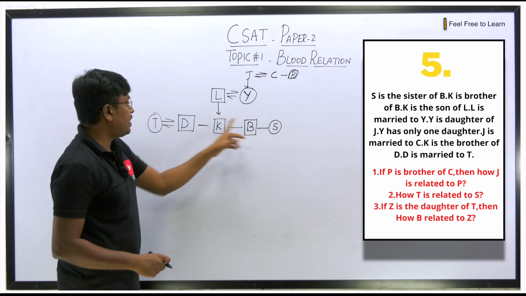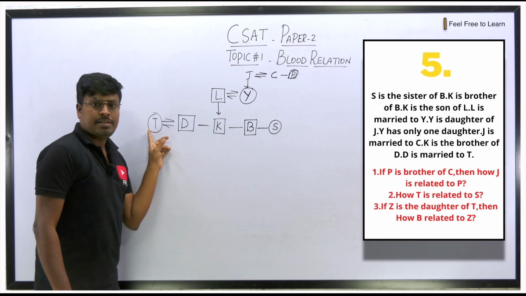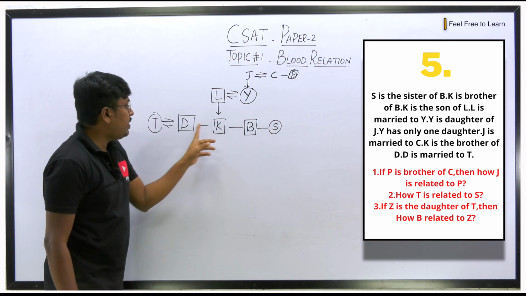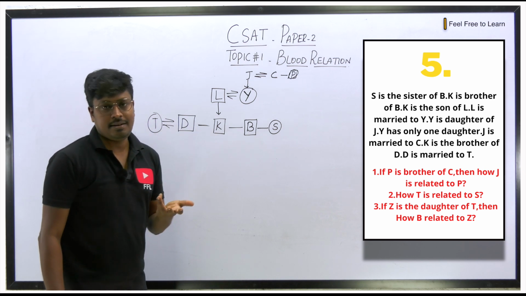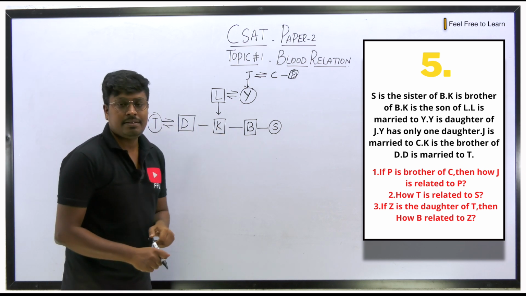Second question, how is T related to S? So from S, our target is to find what is the relationship of T. So from S, we know that D will be the brother. So brother's wife should be called sister-in-law. So the answer for the second question is sister-in-law.